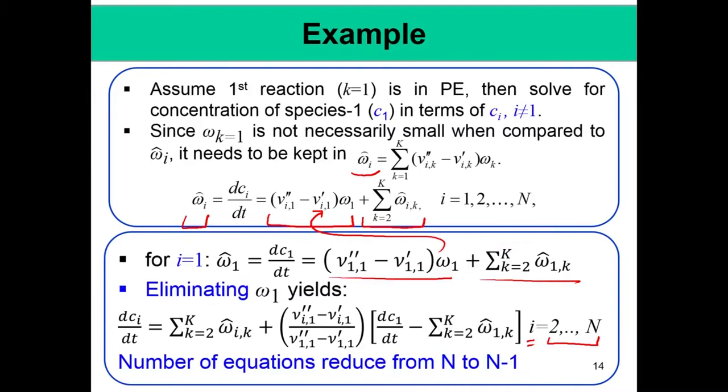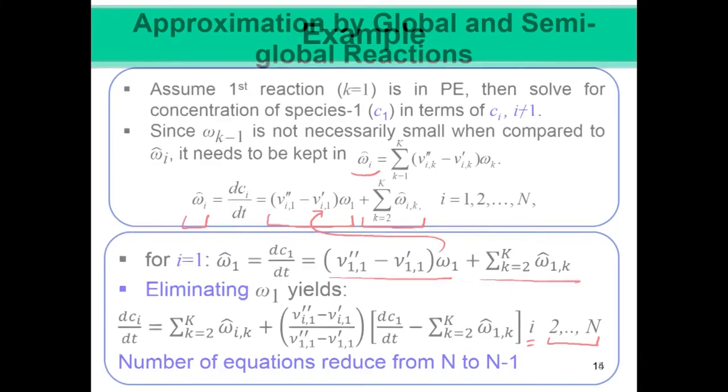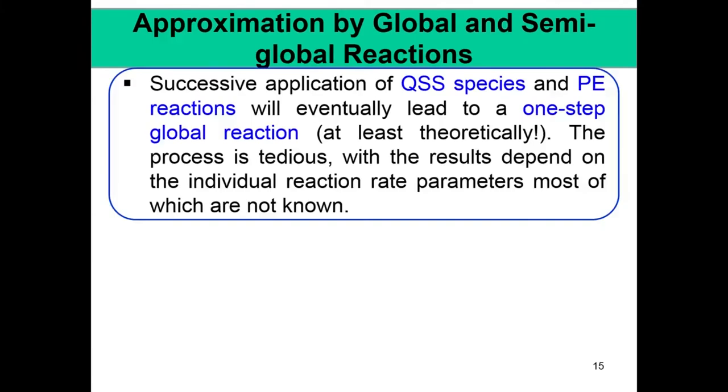Now, what is actually done in reality is that we successively apply the QSS approximation and the partial equilibrium approximation, and if we continue to apply this, we can arrive at a one-step global reaction, at least theoretically. But then the process is tedious and the results depend on the individual reaction rate parameters, most of which are not known.